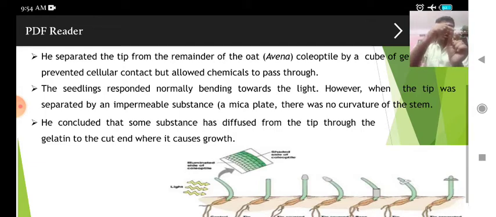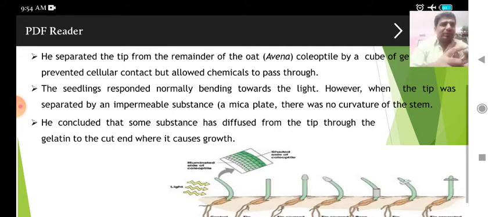It allows the chemical constituents to pass below, but there is no transfer of cellular contact. There is no cellular contact, only the chemicals are passing through that. That is the concept. The seedling responded normally towards the light after that type of experiment.